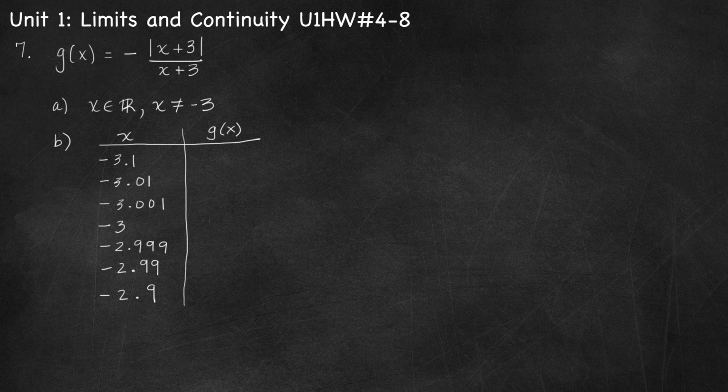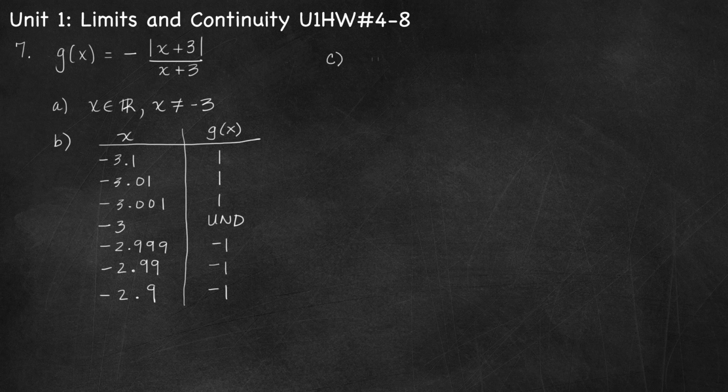So at negative 3, g of x is undefined. The negative 3 is not part of the domain for the function g of x. But what happens as we get close to it? Now you can use your calculator or you can simplify these by hand, but g of negative 3.1 is going to give us 1. g of negative 3.01 is 1. g of negative 3.001 is 1. g of negative 2.999 is negative 1, g of negative 2.99 is negative 1, g of negative 2.9 is negative 1. So the limit appears to be 1 as we approach negative 3 from the left-hand side, but negative 1 as we approach negative 3 from the right-hand side. So it seems, based on the table here, that the limit does not exist.